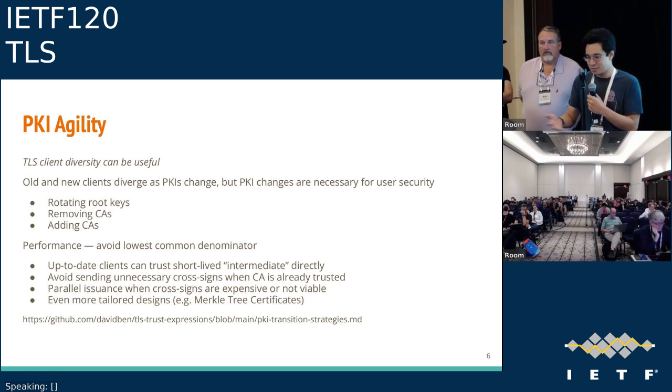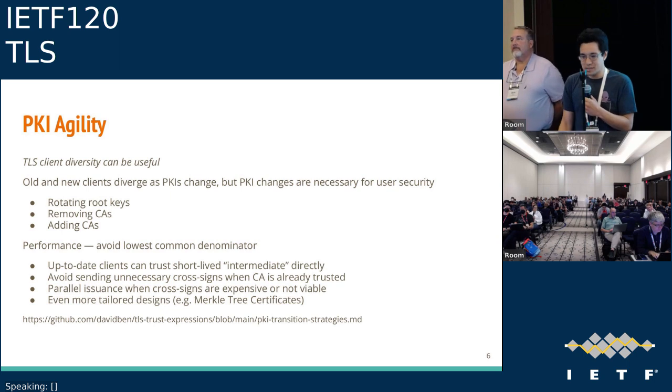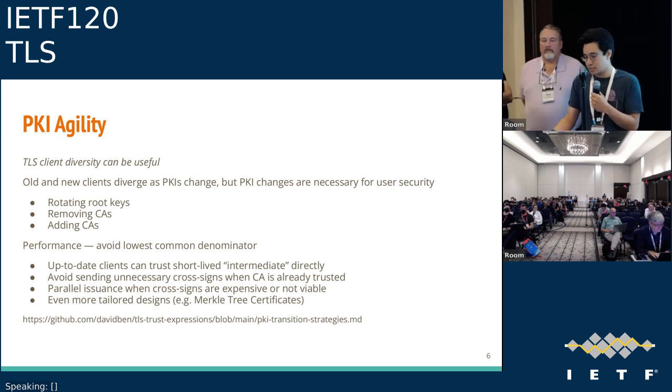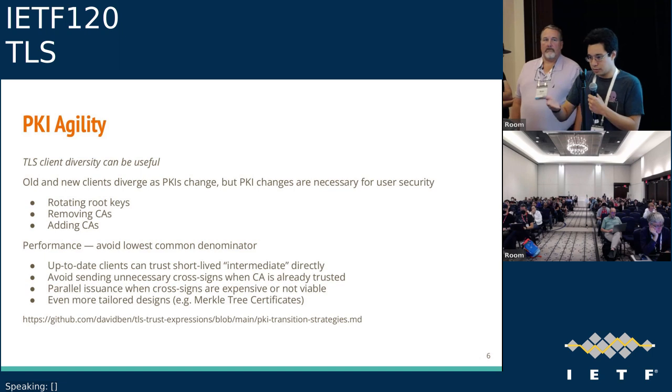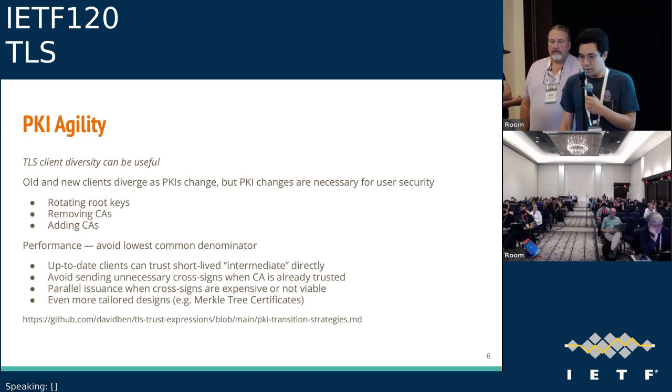But at the end of the day, transparency mechanisms are an after-the-fact scheme. And so the attacker has still managed to compromise you. It's just that we found out afterwards. So rotating root keys is just an example of a change. Sometimes CAs need to be removed because they were the older keys or some other trust issues. And over time, we also add new CAs to keep things rolling forward, maybe to meet a new security bar and so on.